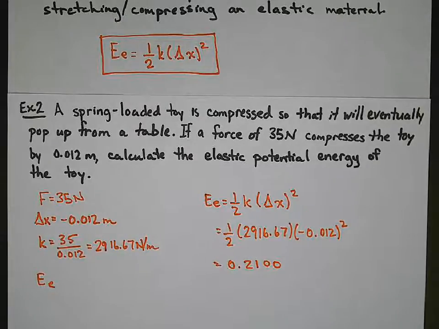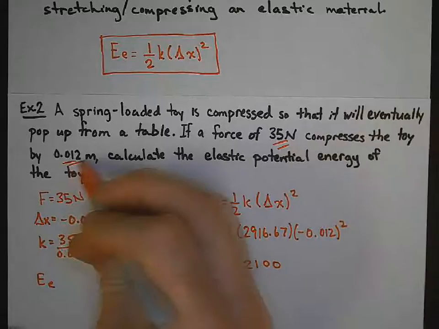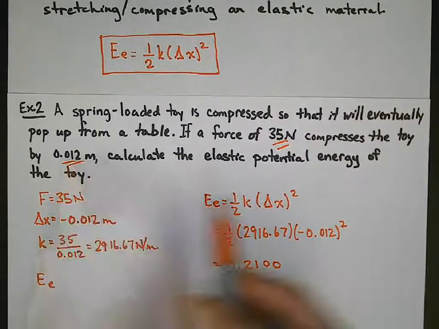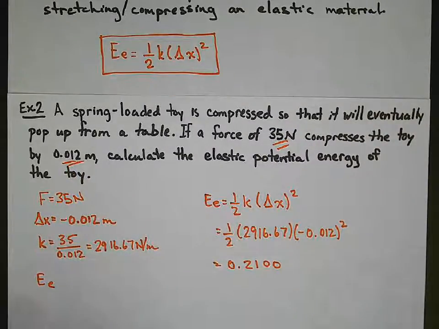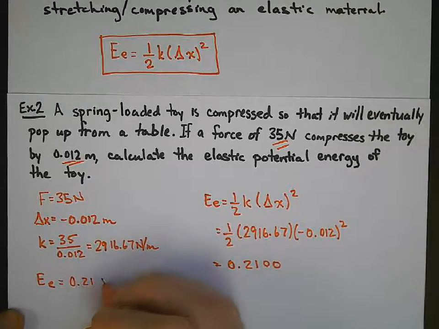And when I observe this question, I look at my significant digits always when we do a calculation. Two significant digits. The elastic potential energy that's due to the compressing of this elastic material would be 0.21 joules.